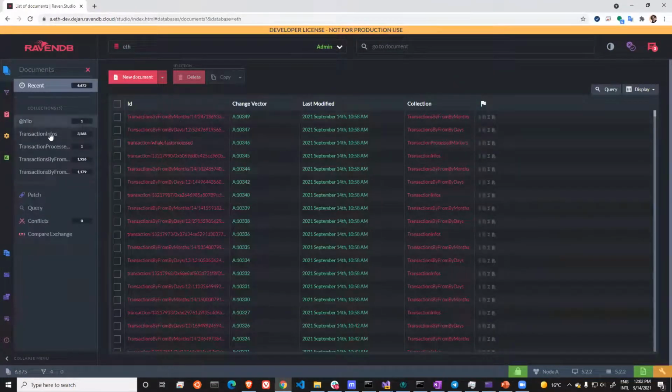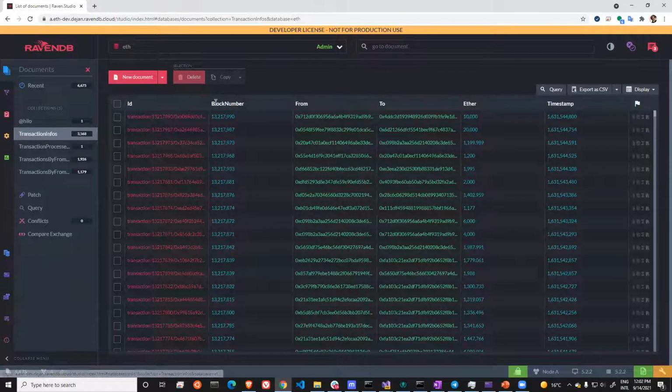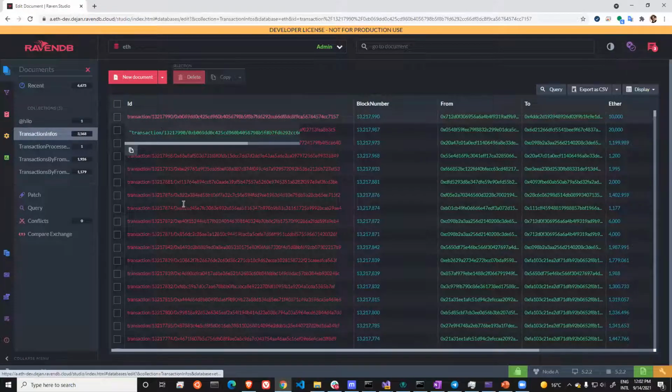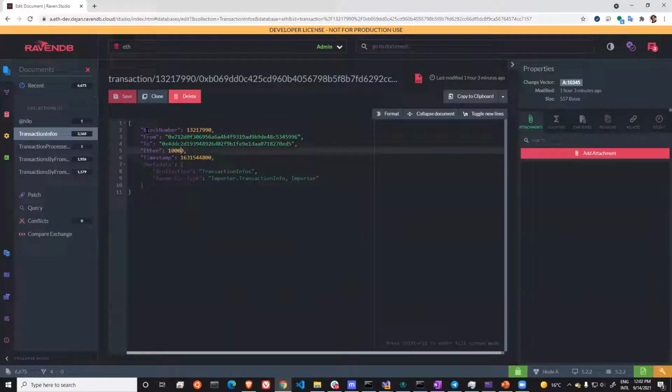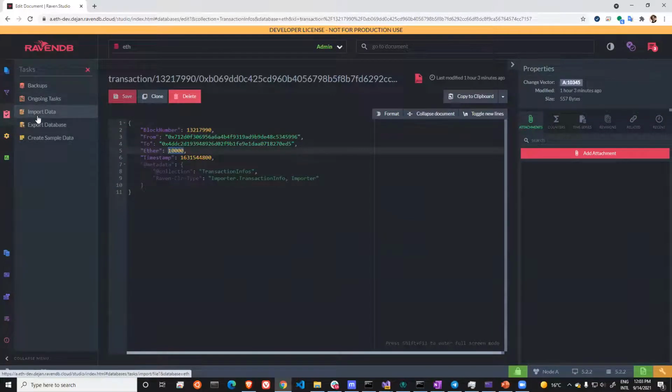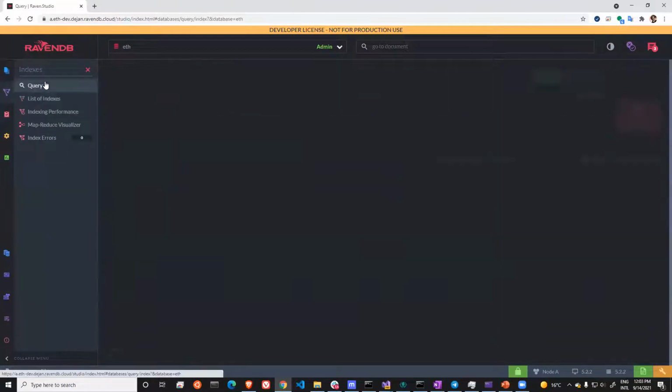database that has collected all the transactions that are of interest for us. And we can actually go and look at how it looks. So we have these transactions, from, to, and the amount of ether that we have. And the reason why you do that is because essentially you then want to query. You want to query this stuff.